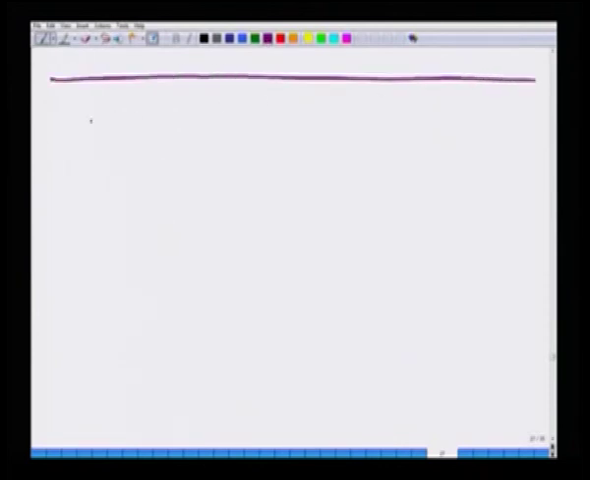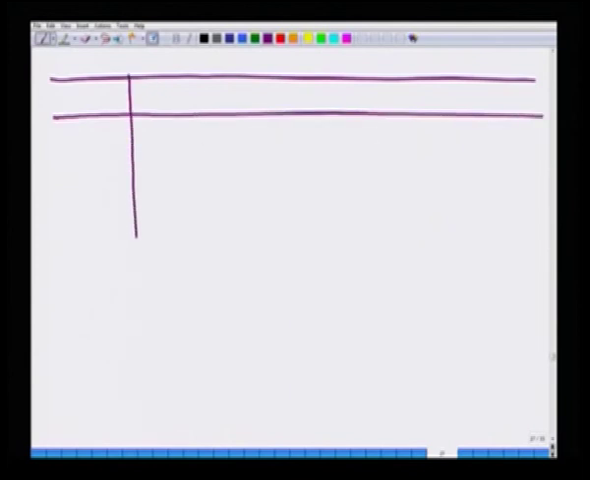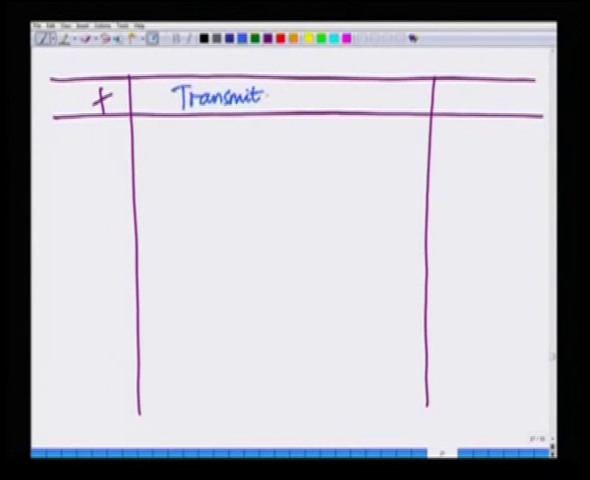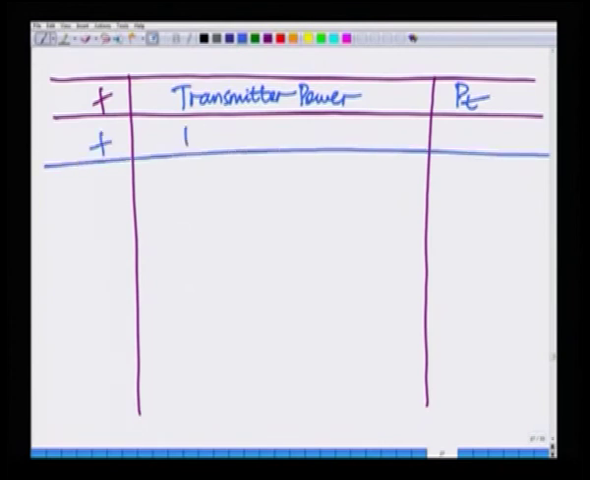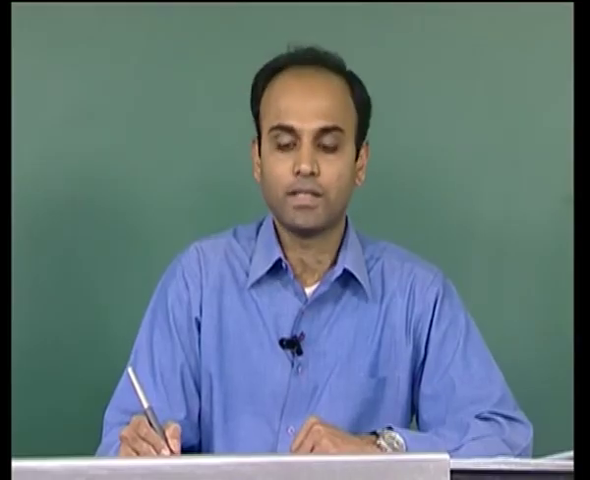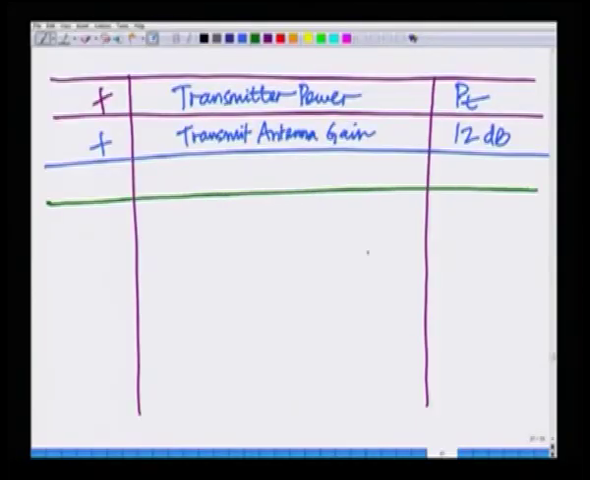I am going to again draw the table. First, we have the transmit power PT. Remember, this transmit power is unknown. This is what we have to compute. Transmitter power PT, this is plus transmit antenna gain GT. Remember, this is given as 12 dB. If you look at the problem information, this transmit antenna gain is given as 12 dB.